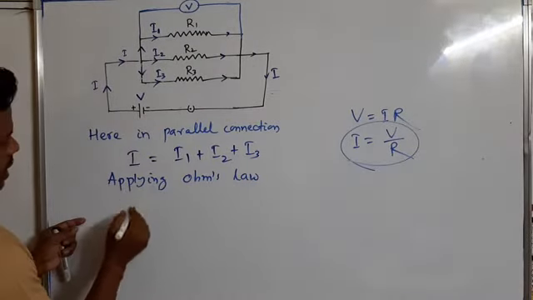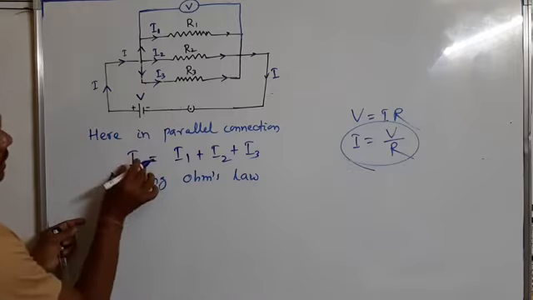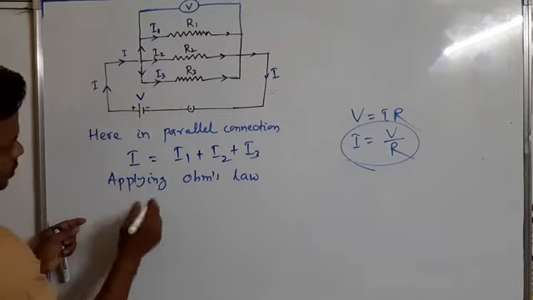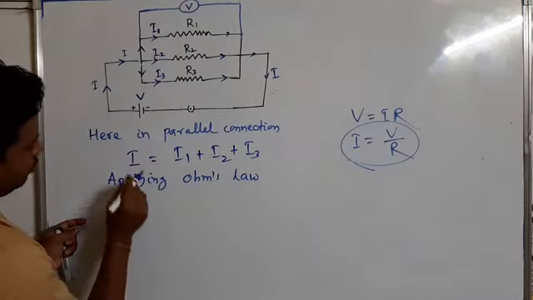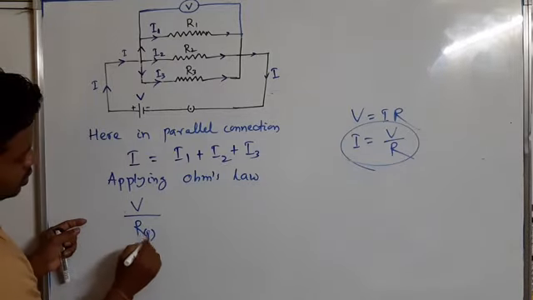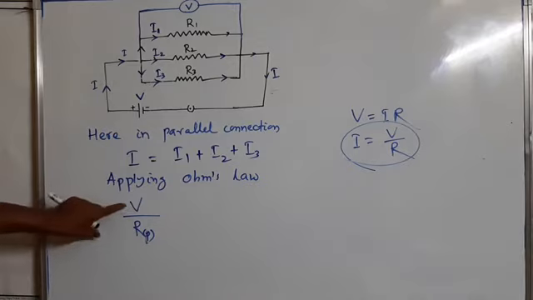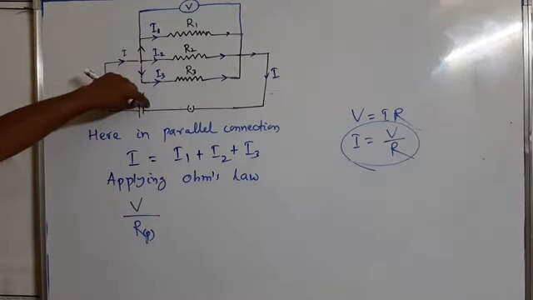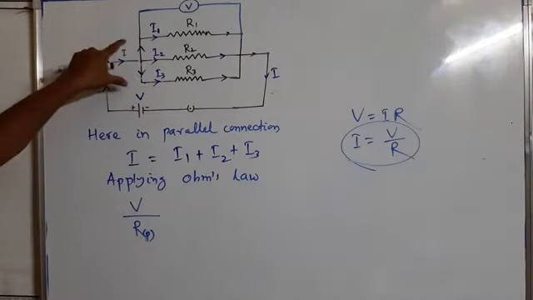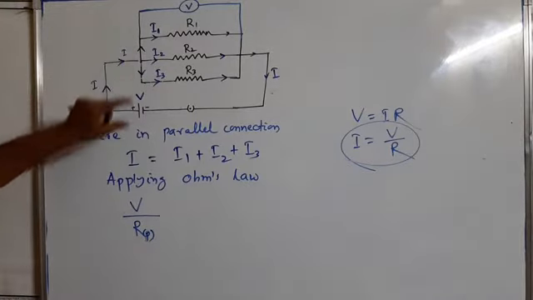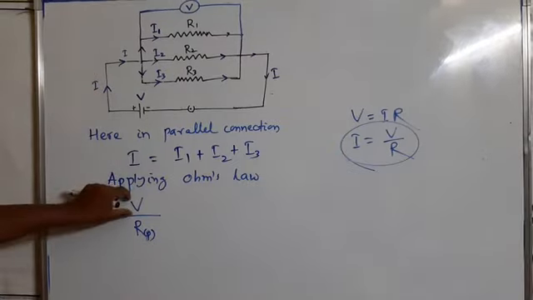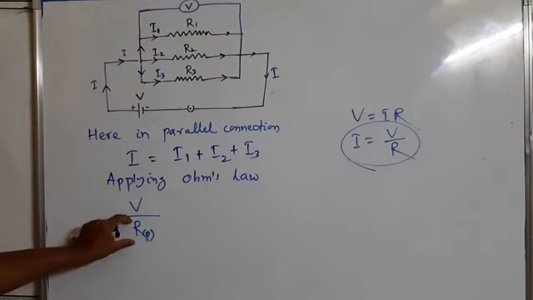So from this, I is the current flowing through the circuit. What will be the value of I? V by Rp. What is V? V is the total voltage of the circuit and Rp is the total resistance of the combination or this connection. So if you want to find the total current of the circuit, it is the total voltage of the circuit by the total resistance of the circuit.